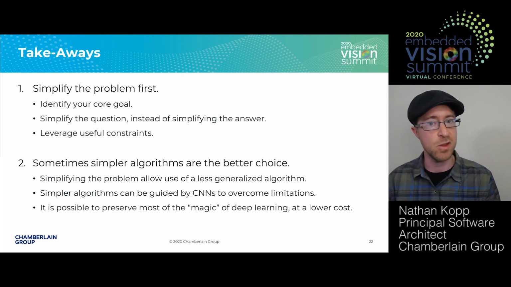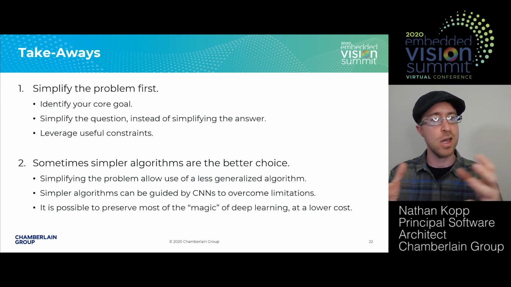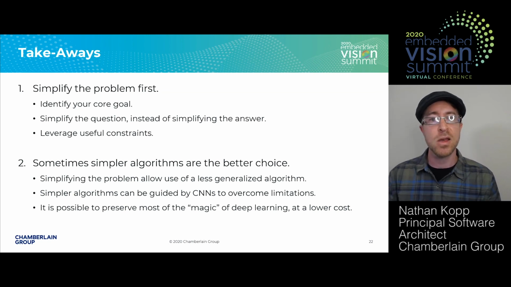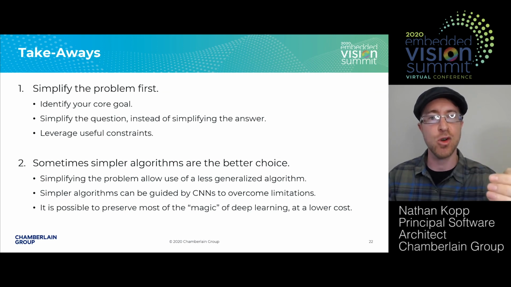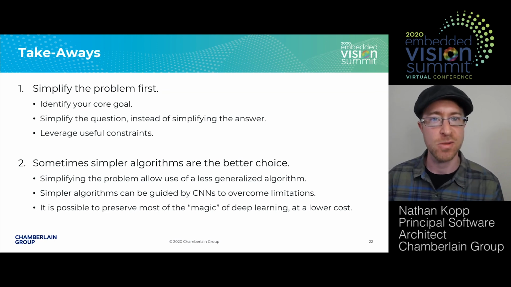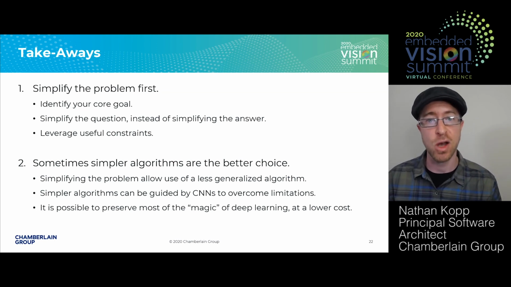Obviously, you have to simplify the problem first. That way you can get away from needing to use a more generalized algorithm like a CNN. And then also, if you bring CNNs back into the picture, at least some of the time, there are ways to overcome some of the limitations of the simple algorithms. And more importantly, to add some automation to bring back and preserve some of the magic that we've come to expect from deep learning, but to do that at a much lower cost.